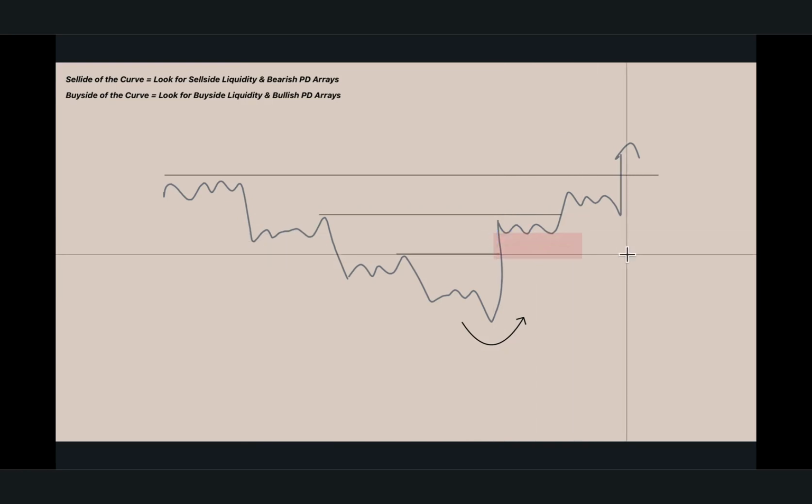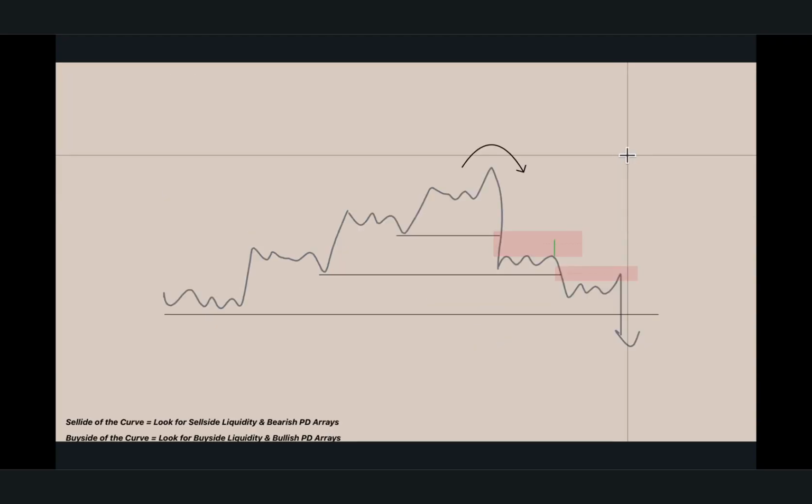For example, let's say there's a bullish PD array here and you had a wick into that bullish PD array, then that's your accumulation, manipulation, distribution. Same thing here, accumulation, manipulation, distribution, right?